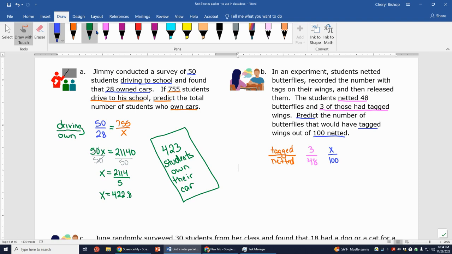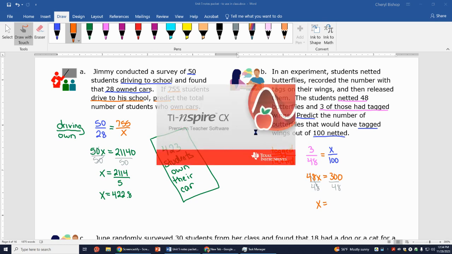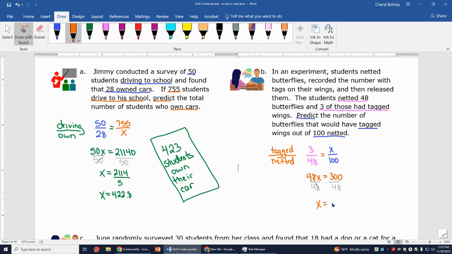So to make this prediction, I am going to set these two ratios into a proportion equal to each other and cross multiply. 48x equals 300. I'm going to use my division property of equality. And x is going to be, I closed my calculator. It's going to take a minute for that to come back up, but it's going to come out to 6.25 while we wait on that.